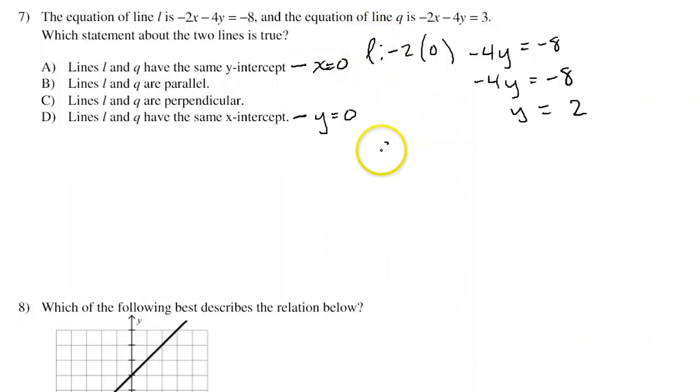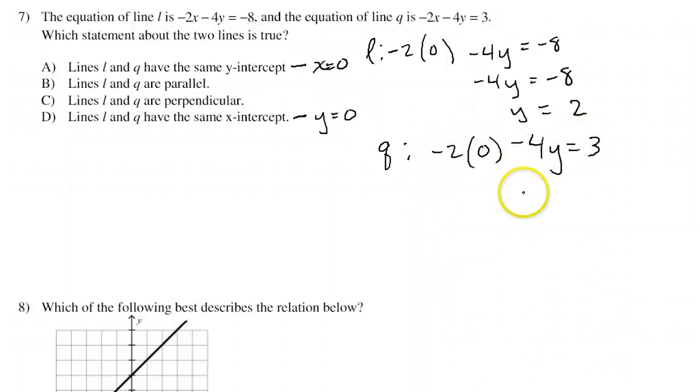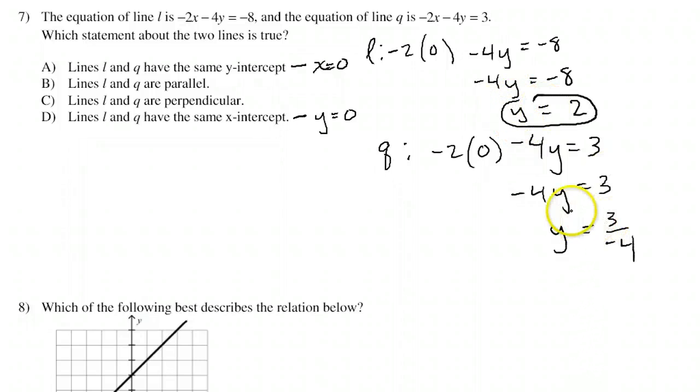And let's do the same thing with line Q. I'm going to get negative 2 times 0 again, minus 4y is equal to 3. That cancels out, so I'm left with negative 4y is equal to 3. So y is equal to 3 over negative 4. So we can see right away that the y is not the same as this y-intercept, so they don't have the same y-intercept.